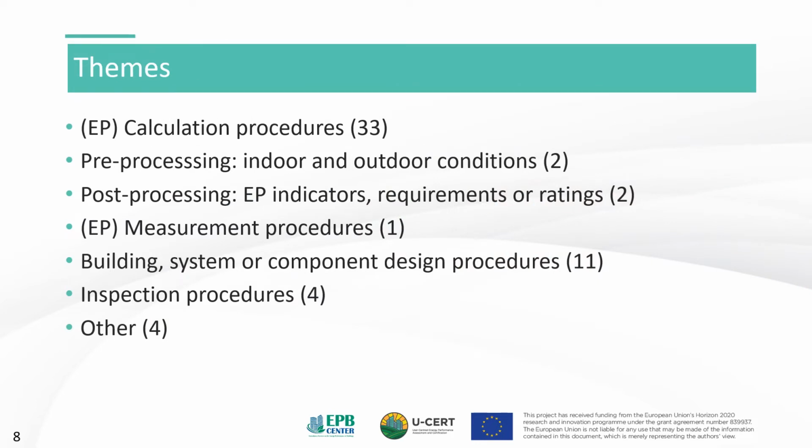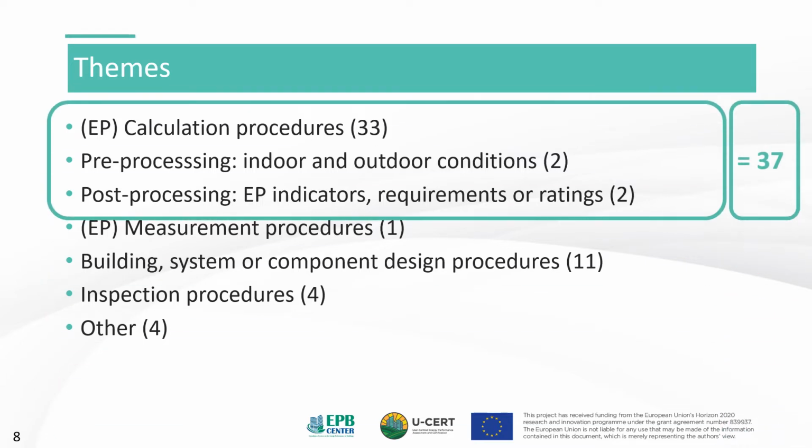We can also make a distinction in EPB standards regarding the themes. So we distinguished the following themes: on EP calculation procedures itself, on pre-processing, post-processing, EP measurement procedures, but also building system or component design procedures, inspection and others, for instance, economic evaluation procedures. Only the first three themes are relevant for the calculation procedures, and that brings us to 37 standards.